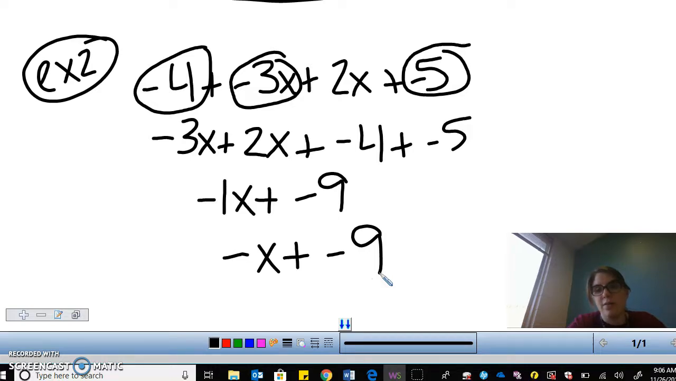So all we're doing here is we're simplifying. So whether you want to think of it like the algebra tiles, or you want to think of it using our rules, either one works.